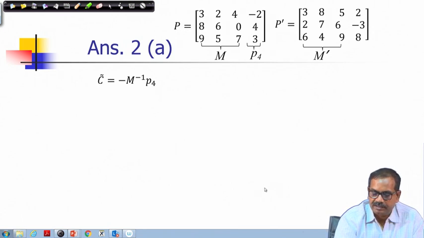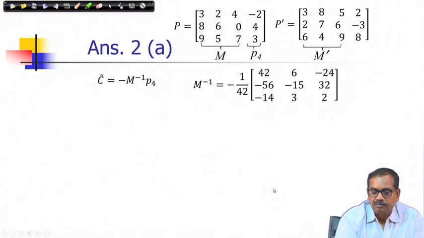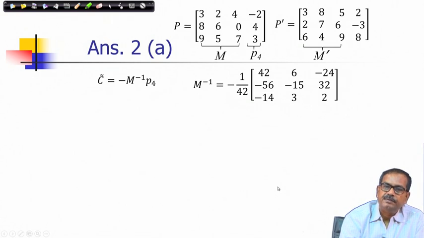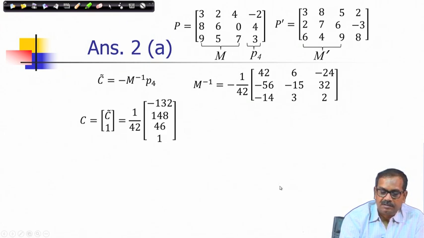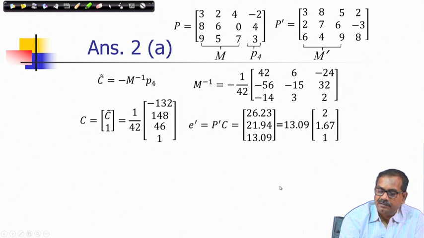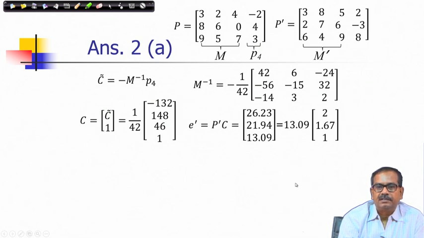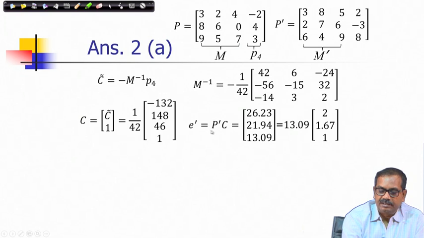So, we have computed the camera center in this form. We need to perform the M inverse operation, and then you can compute the camera center C tilde, which is given in this form in the projective space, and then compute the right epipole as P prime C, which is given in this form. This is the image of the camera center, which gives you the right epipole.